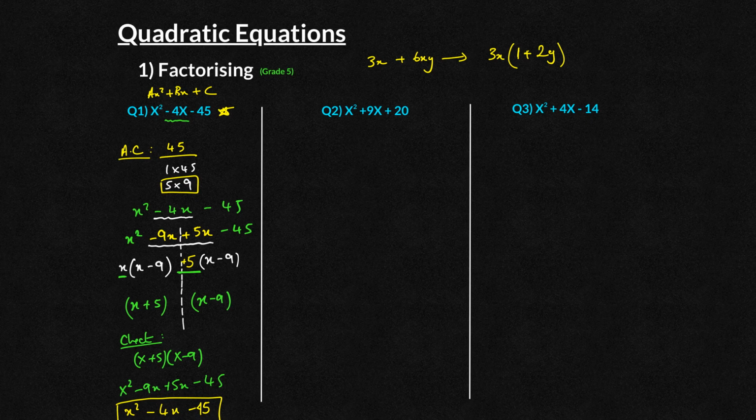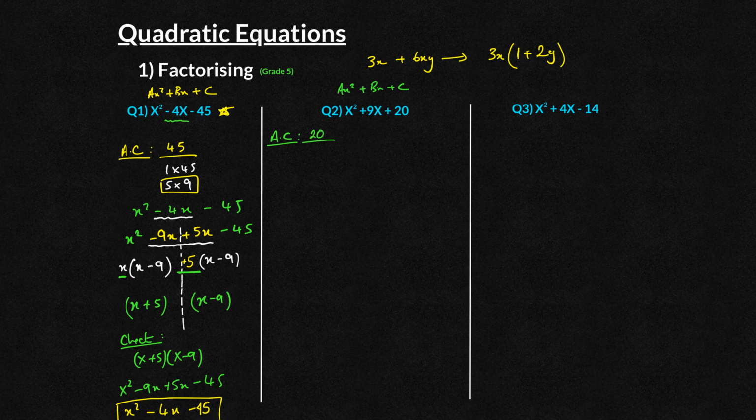So having done question 1, I'm now going to move on to question 2. So we've got this quadratic x squared plus 9x plus 20. What do we need to do? Well, first of all, we need to remember that it's ax squared plus bx plus c. We then need to multiply a and c, so a times c. Okay, so that's again 1 times 20, but I'm not going to write it. So 1 times 20 is 20.